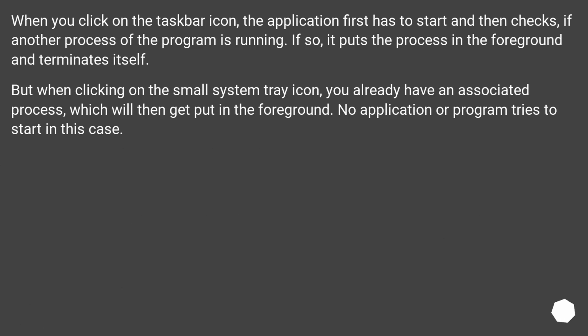When you click on the taskbar icon, the application first has to start and then checks if another process of the program is running. If so, it puts the process in the foreground and terminates itself. But when clicking on the small system tray icon, you already have an associated process, which will then get put in the foreground. No application or program tries to start in this case.